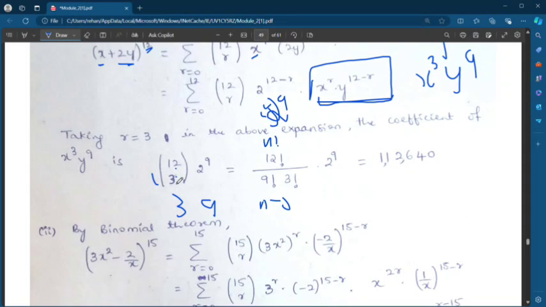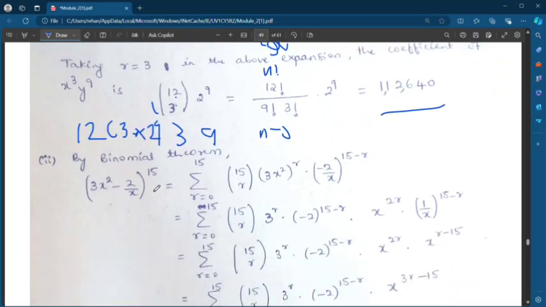12C3, that is 220 into 2 to the power of 9. If I take, I am getting 11264. Okay, just remember whatever you have here, that is nothing but 12C3 into 2 to the power of 9. That's it, by binomial theorem.